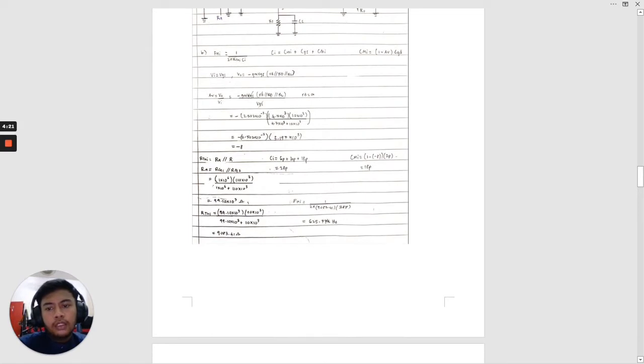So for RTHI, which is input resistor, I assume that RA is RG1 parallel to RG2. So for RA parallel to R, value is 9083.41 ohm. Then the value for the FHI is 625.77 kilohertz.